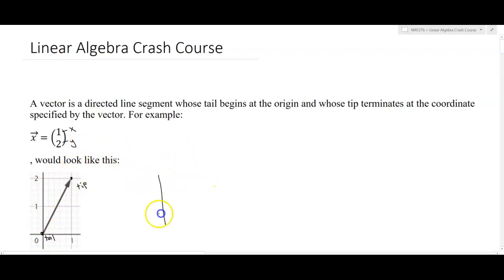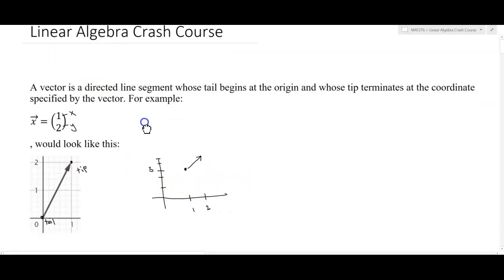You could also have vectors that start somewhere else. For example, let's say at the point 1, 3, and as long as its displacement is 1 in the x direction and 2 in the y direction, we could say that that's the same vector as the one we're analyzing that's down here at the origin, that's over 1, up 2. So these are actually identical vectors. They don't have to be at the origin.